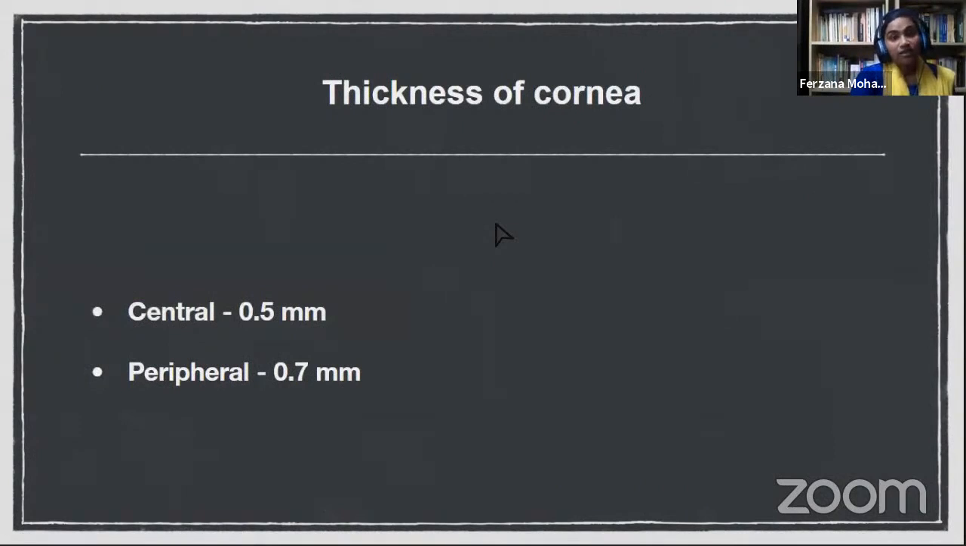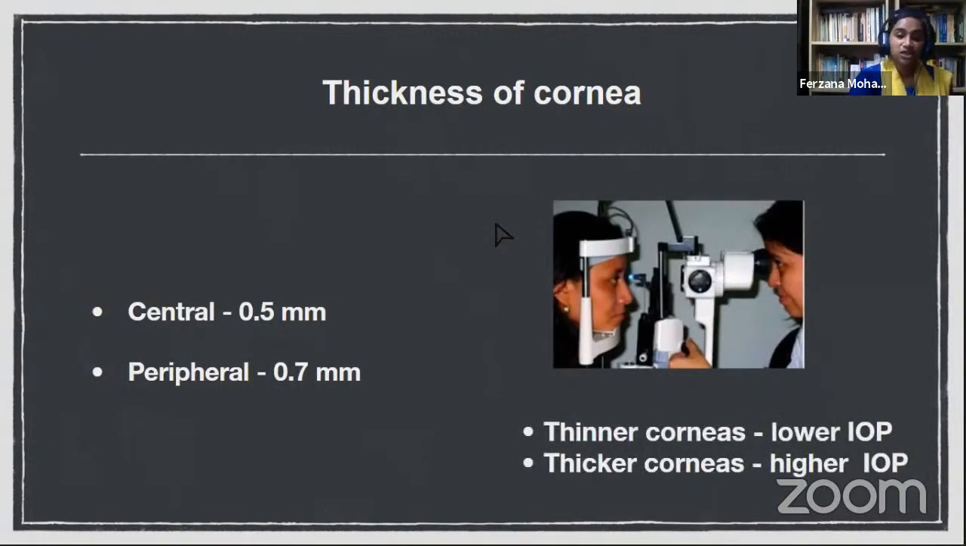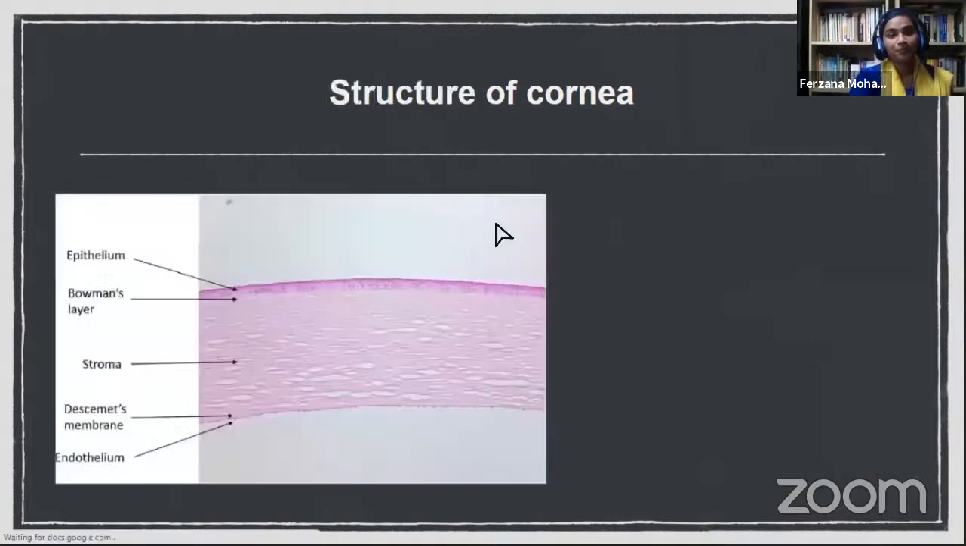The thickness of the cornea is thinner centrally than peripherally. This is especially important when you are measuring the intraocular pressure, because if the central corneal thickness is low, you get a lower intraocular pressure, and in thicker corneas, you get a higher intraocular pressure. So if you do not take into account the central corneal thickness, you may err in your diagnosis of glaucoma.